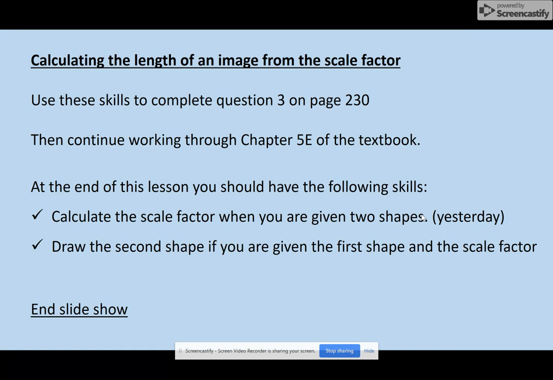And at the end of this, you should have 2 skills. You should be able to calculate the scale factor when you're given 2 shapes. And the second skill you should have at the end of today's lesson is that you should be able to draw the second shape if you're given the first shape, or the original, and the scale factor.